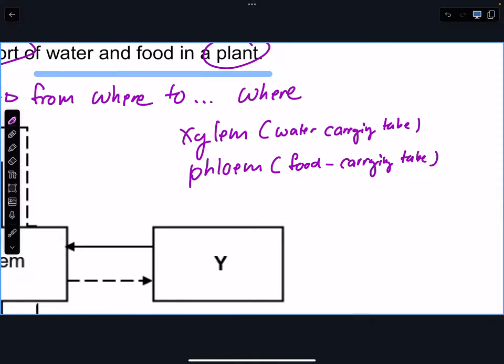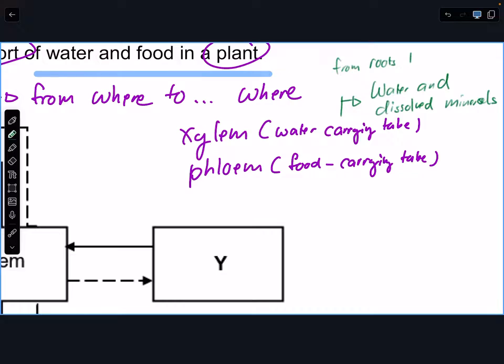Okay, so what does my water carrying tube carry? It carries, very important, water and dissolved mineral, from roots to all parts, especially the leaves. Now my food carrying tube carries sugar, from leaves to all parts.